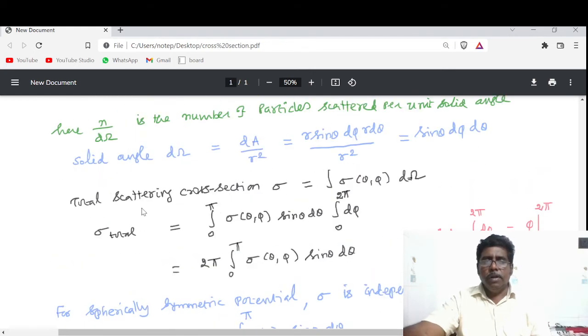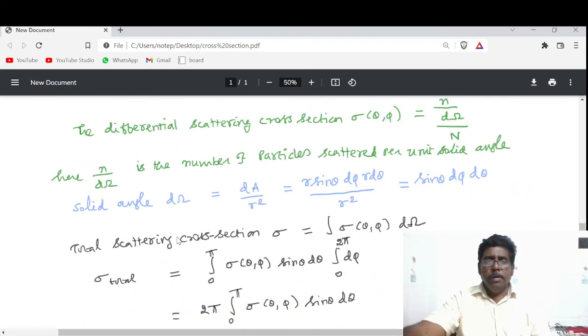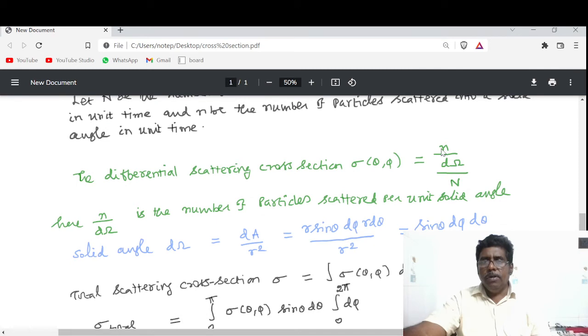Now come to our scattering part. Here the differential scattering cross section sigma of theta comma phi is equal to small n divided by d omega, this is the solid angle d omega, whole divided by capital N. Here capital N is the number of particles approaching the target, small n is the number of particles scattered into the solid angle d omega. So this is the formula for differential scattering cross section.